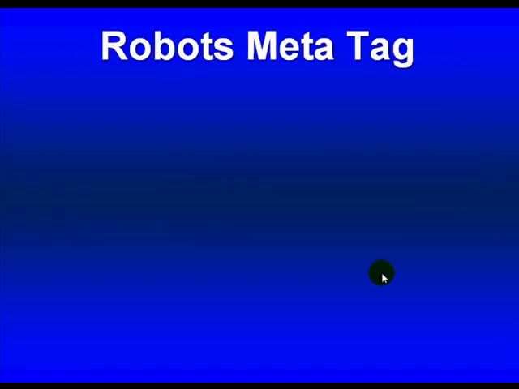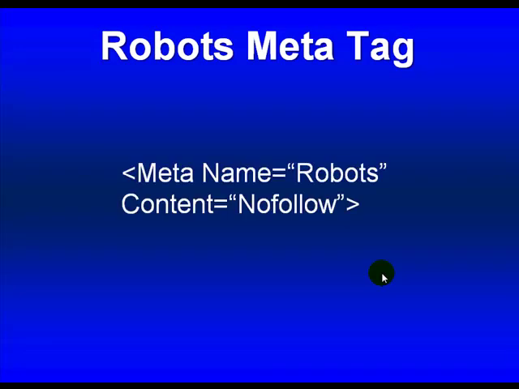Okay, the robots meta tag is also something that you see a lot of. Basically, what this does is it's used to tell a page if you don't want the search engines to index your page. So let's say, for example, that you have a page that's private that you don't want the search engines to be pulling up. You would create this tag here.